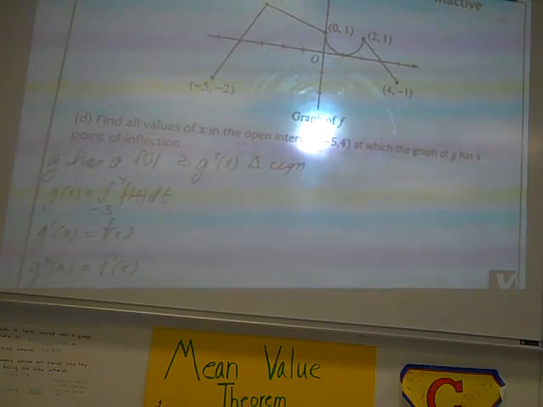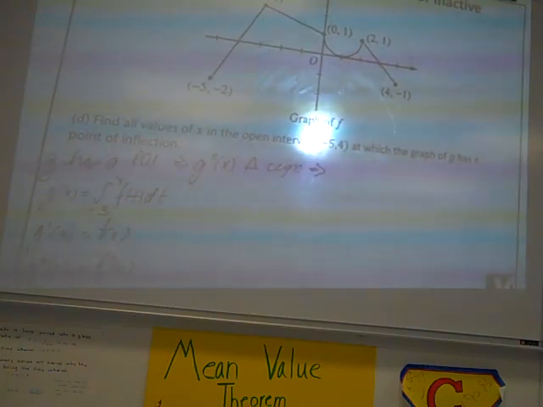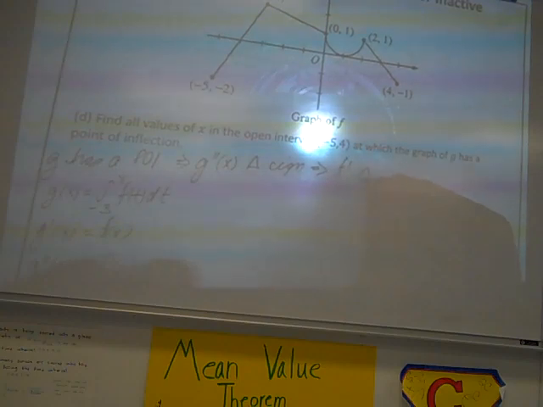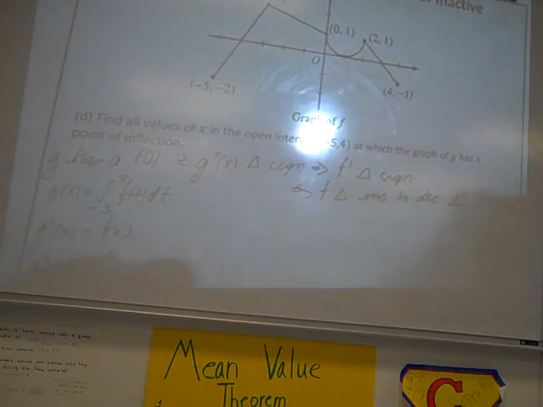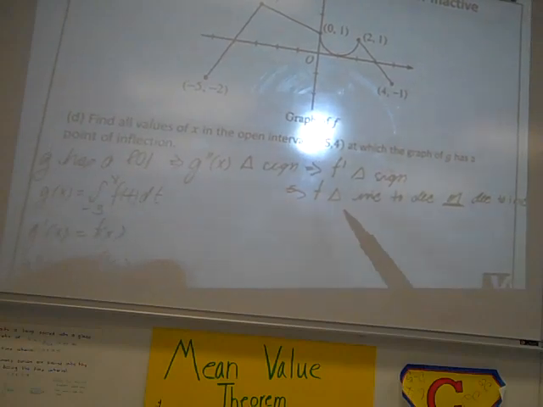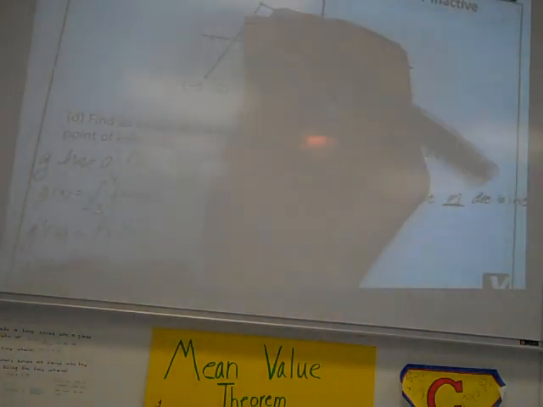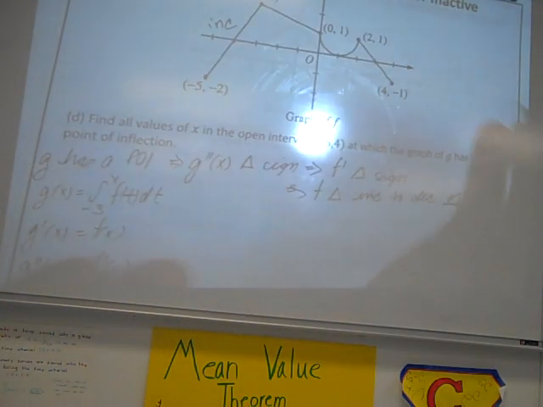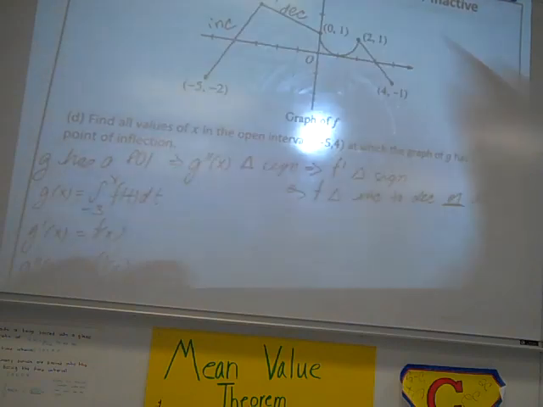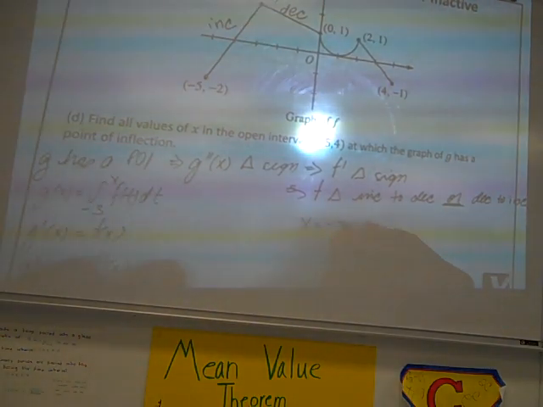Where, if g double prime changes sign, and g double prime and f prime are the same, then where does f prime change sign? If you don't like answering that question, you could go further and say, oh, that means that f changes from increasing to decreasing, or decreasing to increasing. Let's look at the graph. Where does f change from increasing to decreasing? From -5 to -3, the graph is increasing, and then it's decreasing. So we have a change at x equals -3.